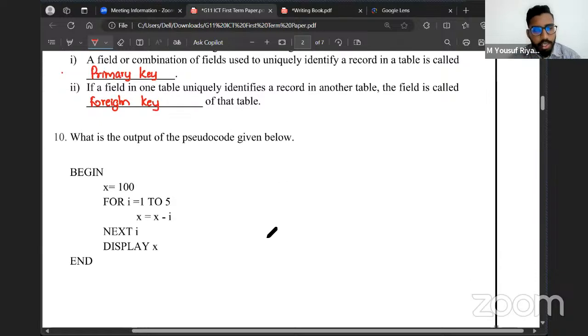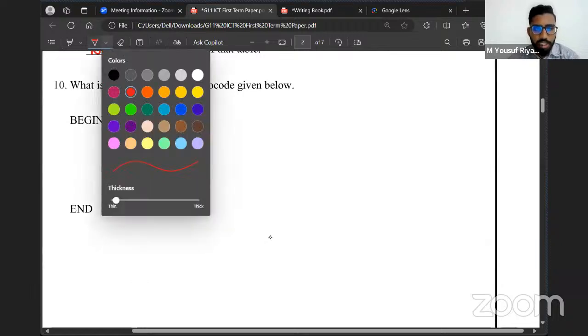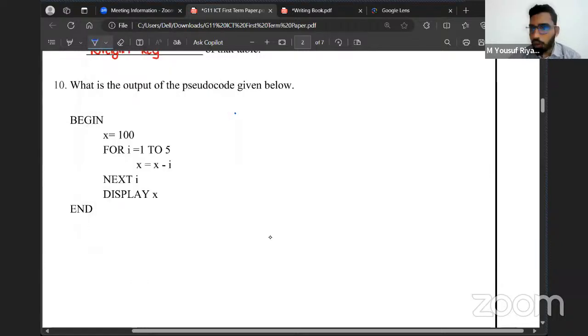Perfect. Next one. What is the output of the pseudocode given below? They have given you a pseudocode here and asked what the output is. Let's see. Begin, x equals 100. Normally, when you get these kinds of questions, it's better if you draw the dry run. To draw the dry run, first of all, we write all the variables used here. Look at the program and tell me what variables you can see. Variables are like names you can use to store values. Exactly. There is one variable called x and another variable called I. These are the only two variables we have.